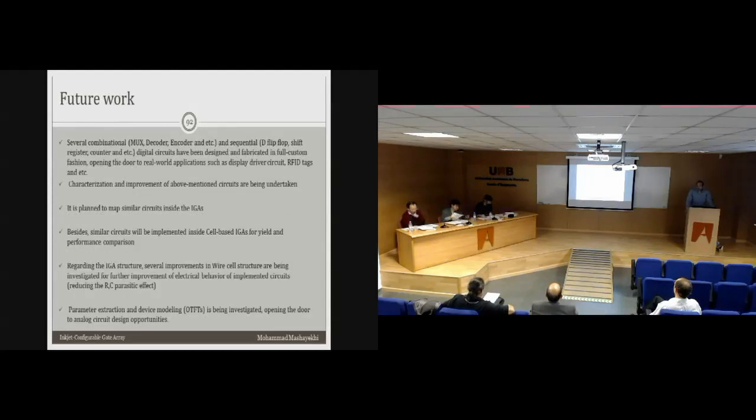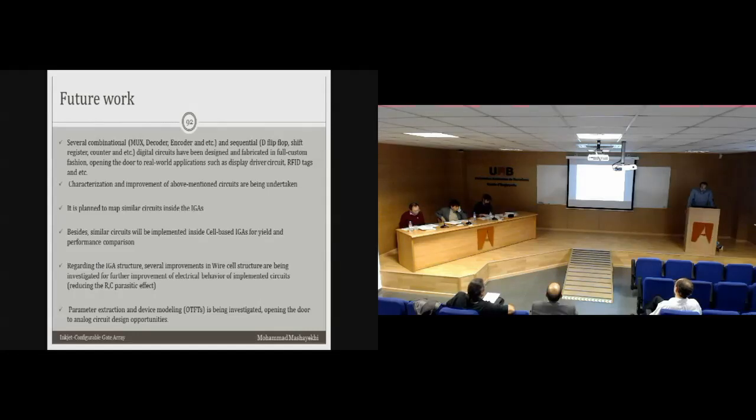So what is the future work? Several combinational circuits like multiplexer, encoder, decoder, etc., and sequential circuits like D flip-flop, shift register, counter, etc., have been designed and fabricated in full custom manner to be taken into account as the reference. And they are opening the door to the real-world applications of printed electronics like display driver circuitry, RFID tag, etc.